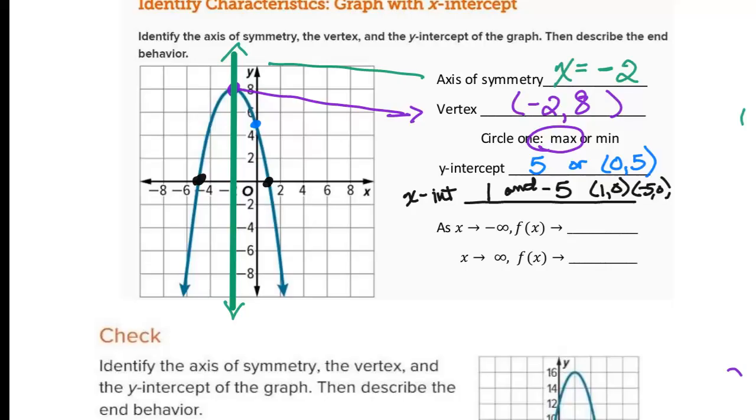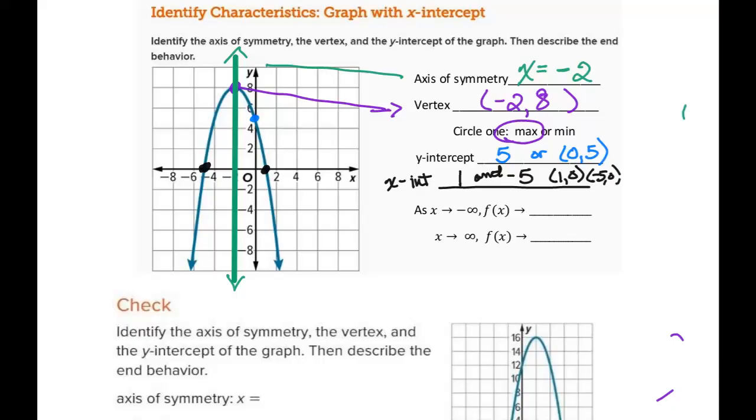All right, last one. As x approaches -infinity, so as the x's get smaller and smaller, what's happening to my graph? It is going to -infinity, right? And as x gets bigger and bigger, my graph goes to -infinity because they are going down. So for these, whatever the first one is, the second one is also always going to be the same.